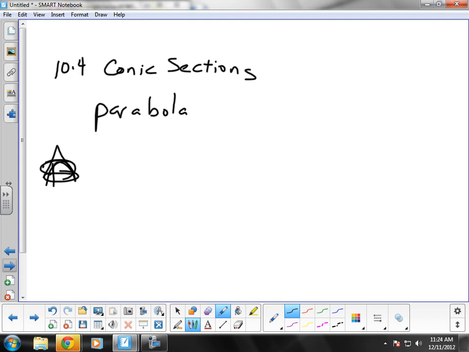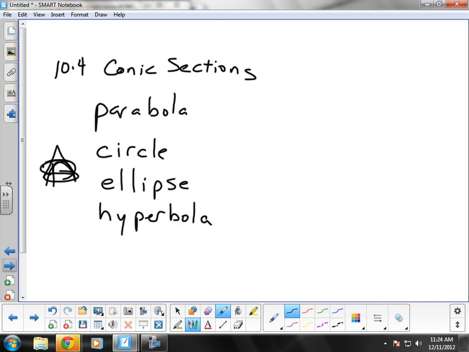And then we can also get a circle. If I slice it horizontally, exactly parallel to the base, it's going to give me a circle of different sizes depending on where I slice it. I can get an ellipse if I slice it so that it's not parallel to the base. It'll go through at an angle. It's going to give me an ellipse. And then I can get a hyperbola. Now the hyperbola takes two cones, one on top of the other, to slice through. And they have pictures of that for you on page 665 if you want to look at those.